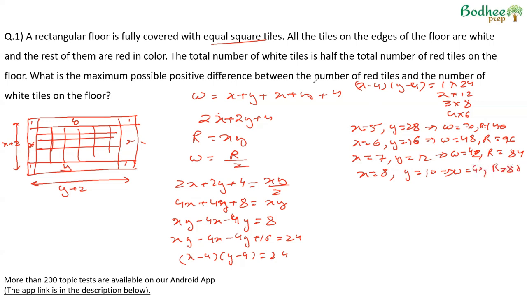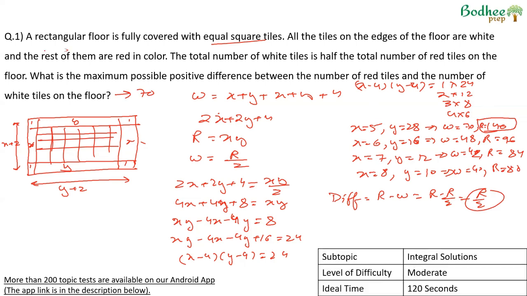Now, when we are trying to maximize the difference between the number of red tiles and number of white tiles, and it is given that the number of white tiles is half the number of red tiles, the difference in all cases will be R minus W. W is R by 2, and therefore R minus R by 2 is equal to R by 2. To maximize the difference, we'll have to maximize the number of red tiles. Clearly, the number of red tiles is maximum here. And therefore, the maximum difference possible will be 140 minus 70, which is 70.